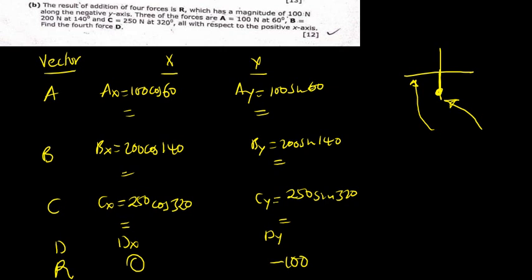So if you add this value and this value and this value and dx, you should get 0. You find dx. You add this value and this value and dy, it should give you negative 100. You find dy. After finding dy and dx, square them, add and square root to find d. After that, you can now also find the direction: tan theta is equal to dy over dx. So that is basically how you go about the question.